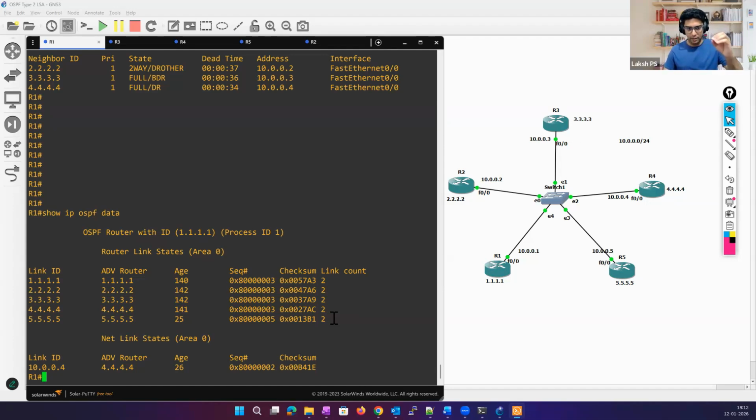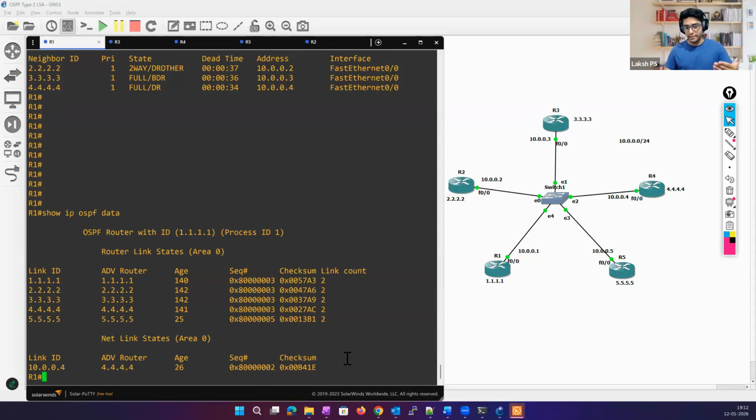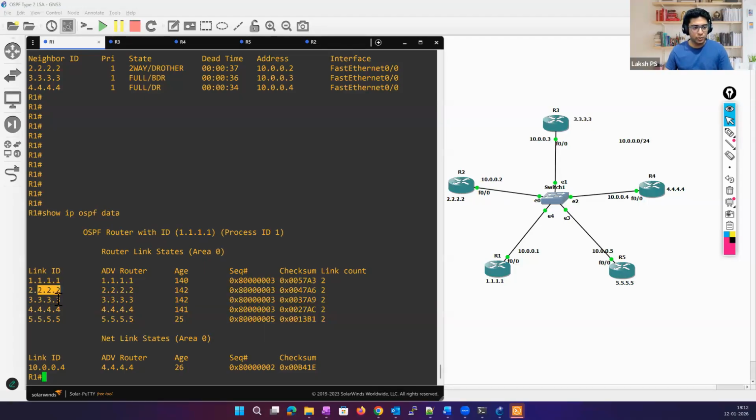So let's just concentrate on the data that is mentioned here. We will discuss these data, as I said, probably in the next class. So you can see here on R1, what does the database say? It says it has the link IDs of 5 routers: R1, R2, R3, R4, R5. Advertising router 1, 2, 3, 4, 5.